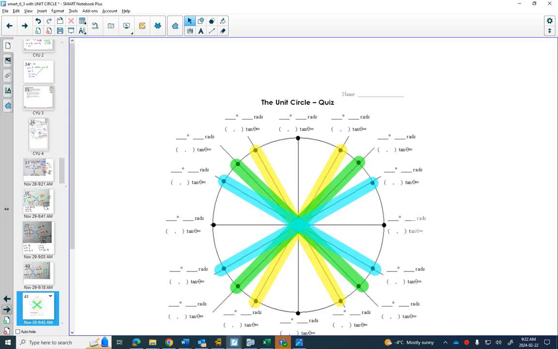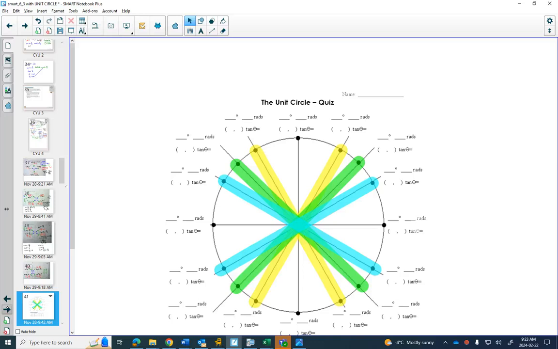So for your quiz, which is going to be next week, Wednesday, so we can take off. This is done. Your test is tomorrow. The review is done. Our unit circle quiz is next week, Wednesday. And on the unit circle quiz, you have to get 100%.